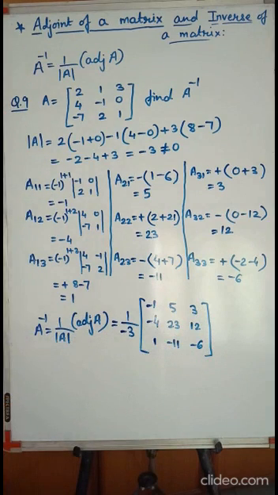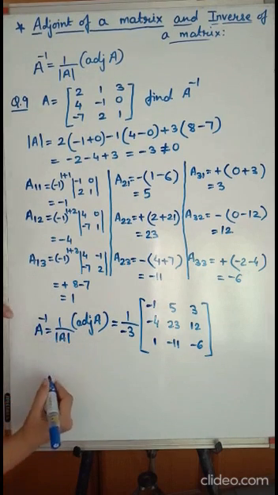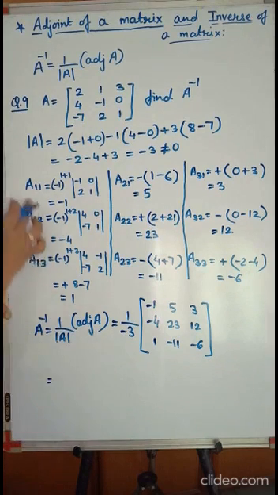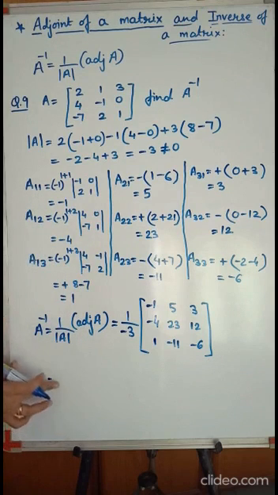You can find it out if anything is there. See, again I am explaining you. In adjoint what we have done? I told you adjoint of A is the transpose of all this. But rather than doing transpose, you can write it directly also. Okay. So this way you can solve the answer.